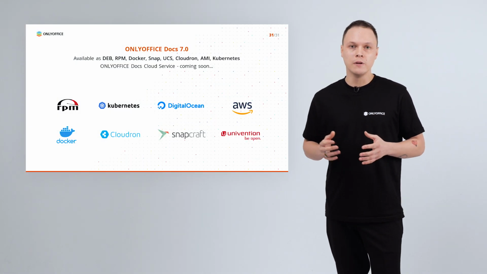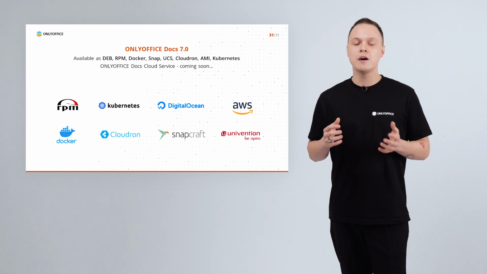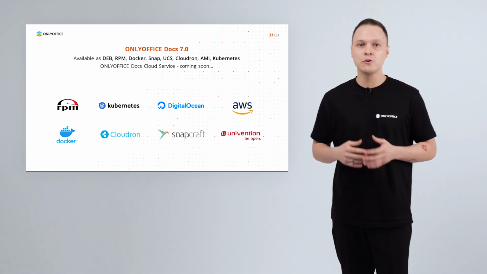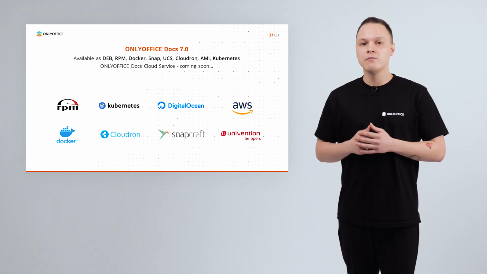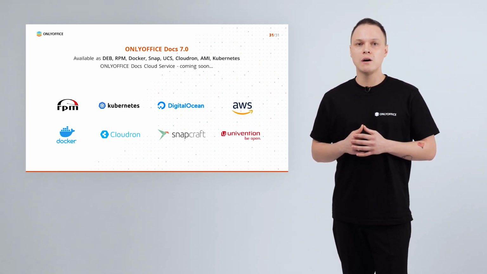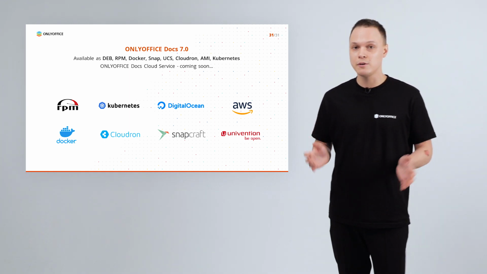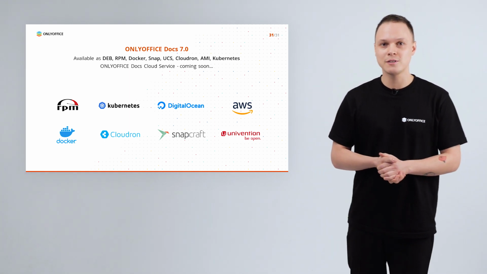ONLYOFFICE Docs is available in different installation packages: DEB, RPM, Docker, Snap, UCS apps, AMI, Kubernetes, and more. Version 7 is coming in all of them. Besides, Docs will be soon available as a cloud application. It's going to happen in a few days, so I'll keep you posted.